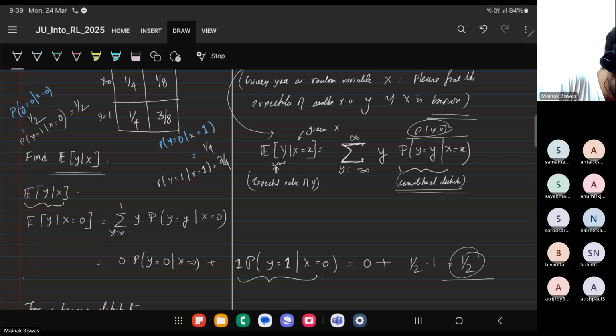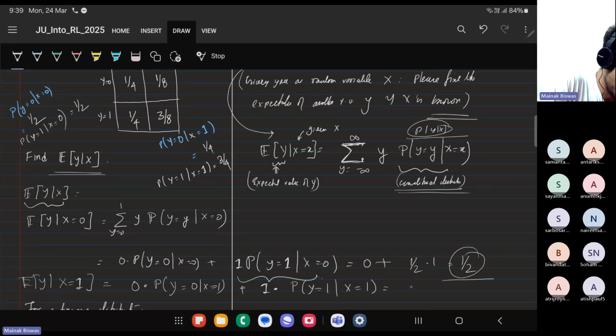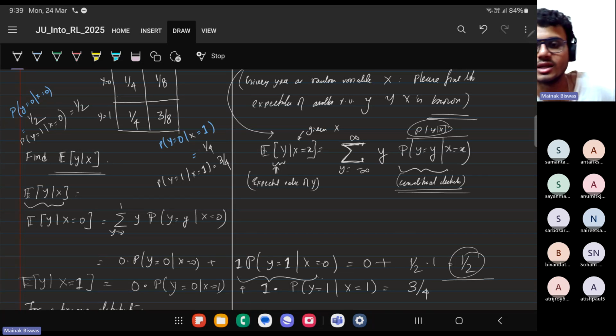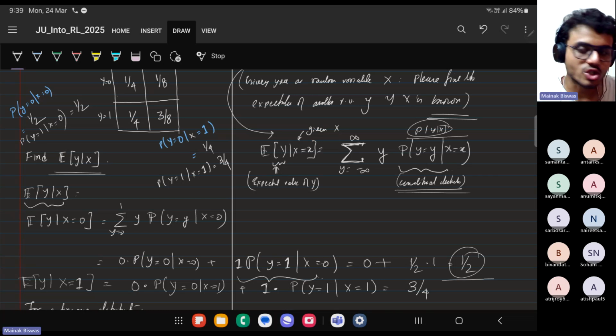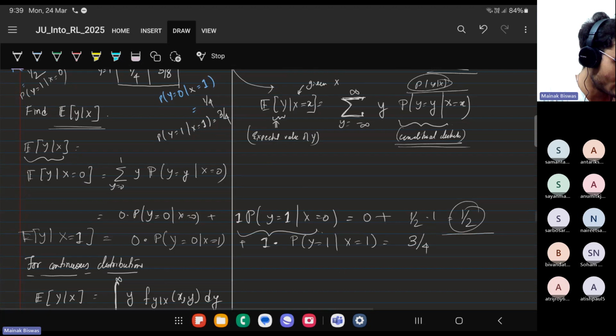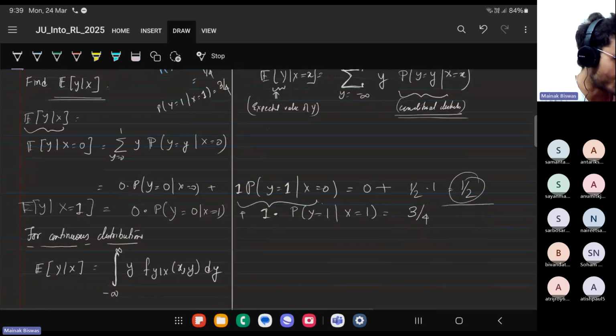Similarly, the expected value of Y given X equal to 1 will be 0 into the probability of Y equal to 0 given X equal to 1, plus 1 into the probability of Y equal to 1 given X equal to 1, which is 3/4 again. Is this clear to everybody? Fine. So now let's check a couple of properties. Before checking that property, let us find out the question that I asked you.